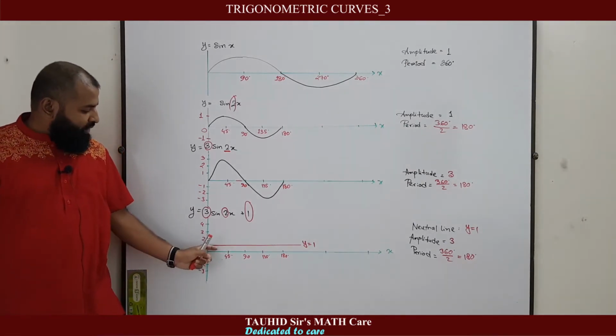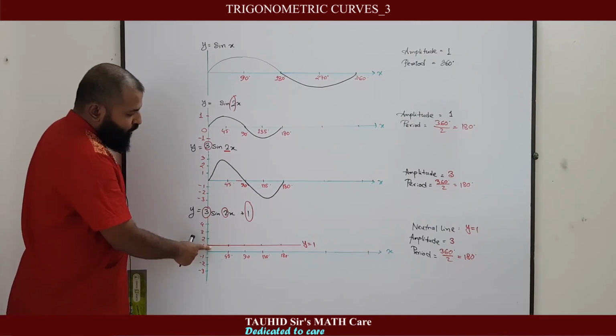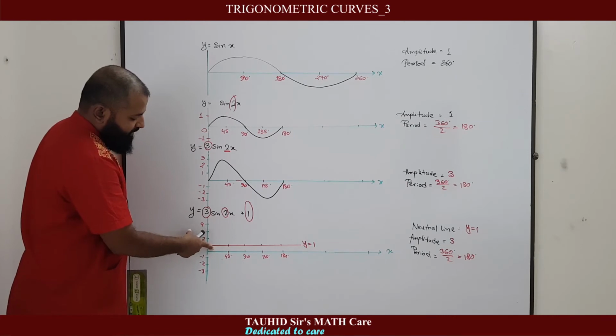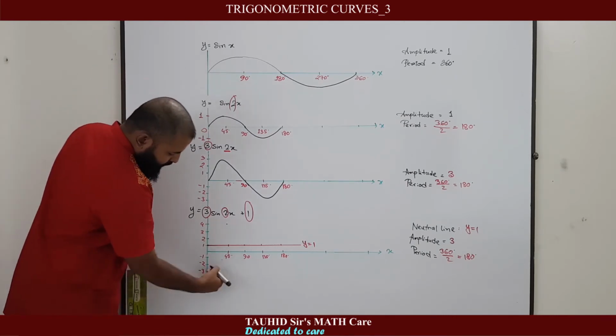That means now this line will act as axis. Now we will draw this curve with respect to this line. That means maximum point will be 4 and the minimum point will be -2.